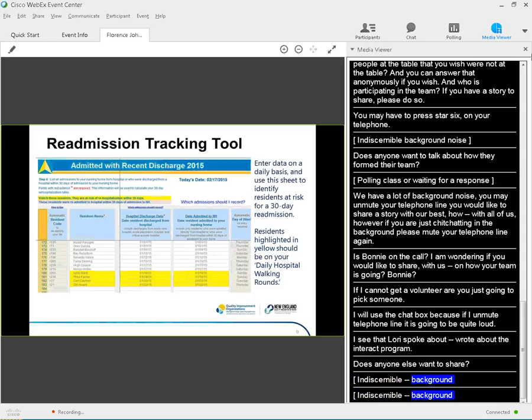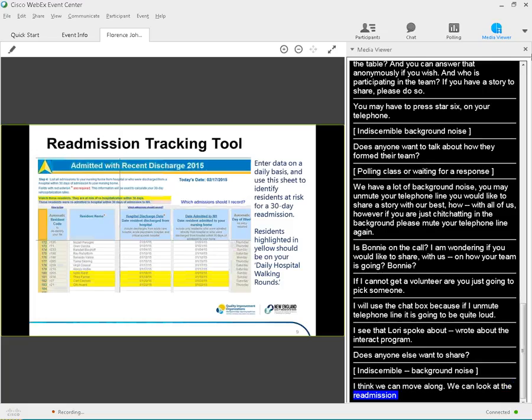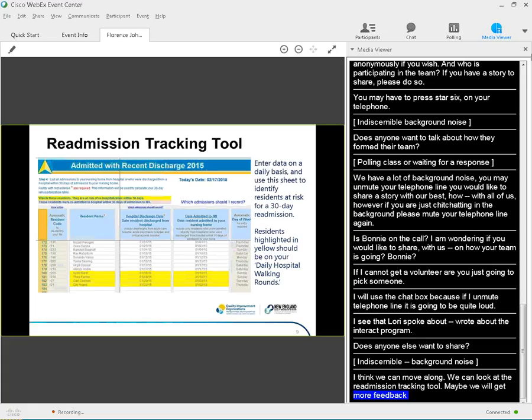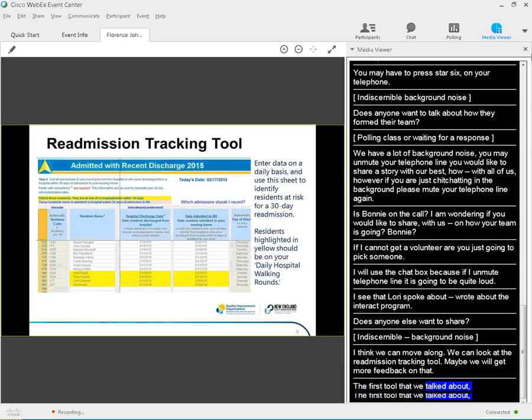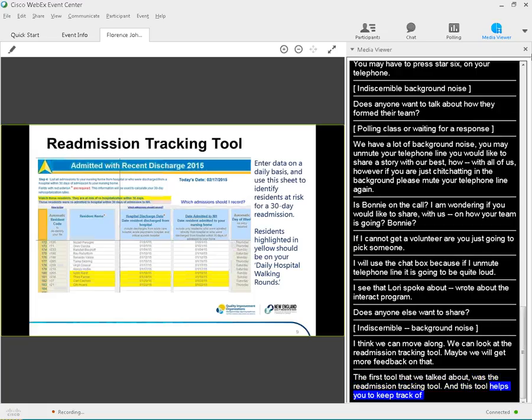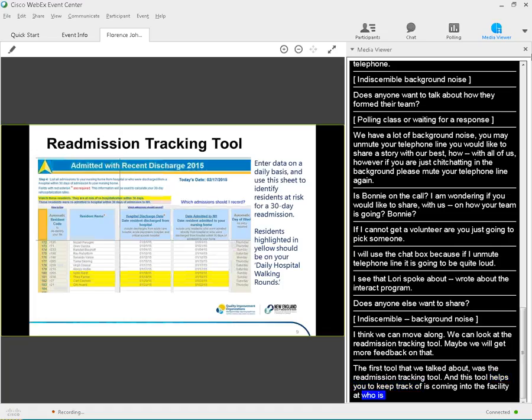Florence is going to talk a little bit about the readmission tracking tool and ask how that's going. We might get a little bit more feedback on that because that's a hot button issue. All right, everyone. So the first tool that we talked about during this series is the readmission tracking tool. And this tool helps you to keep track of who's coming into your facilities and who's going out, who's actually starting the process, or who's making the transfers occur as far as staff, whether it's your medical staff or your facility staff.